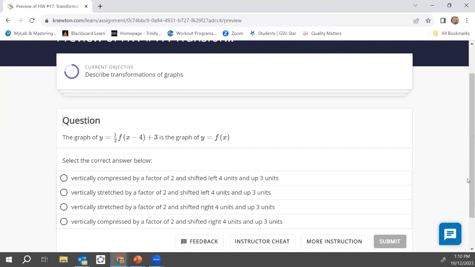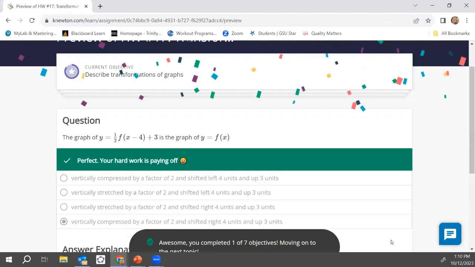Okay, so this one we have a 1/2 in front. When it's in front of the f, it's a vertical change, but now we're going to compress it because it is smaller than 1. So we're vertically compressing by a factor of 2. And then let's see, if it's x minus 4, we're going to go right 4 because it's the opposite, and then up 3. So that's this guy down here.